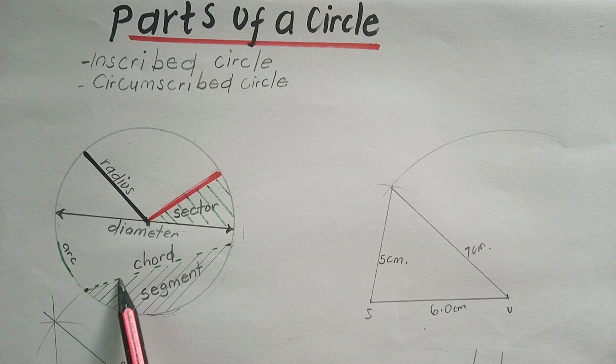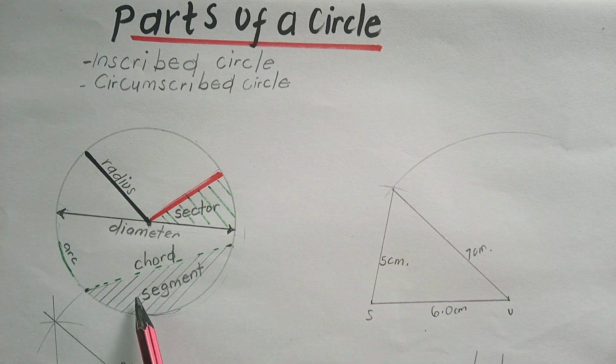Now the segment here, this shaded region in pencil, this is the region subtended between an arc and a chord. An arc and a chord make the segment.